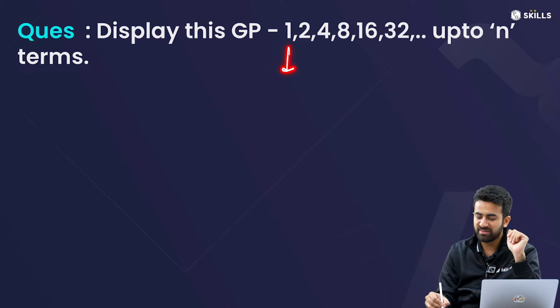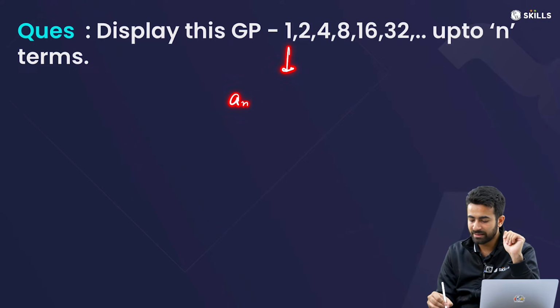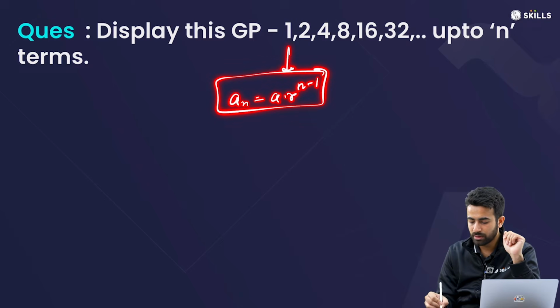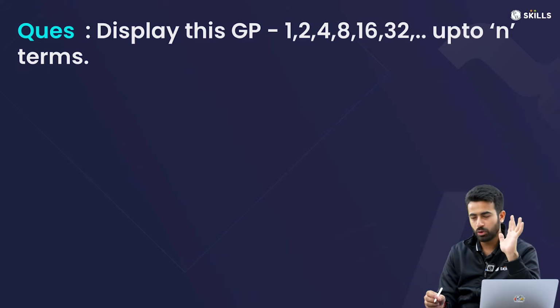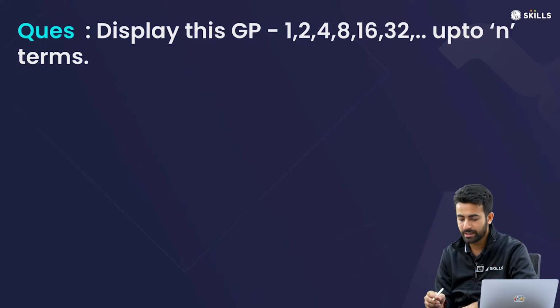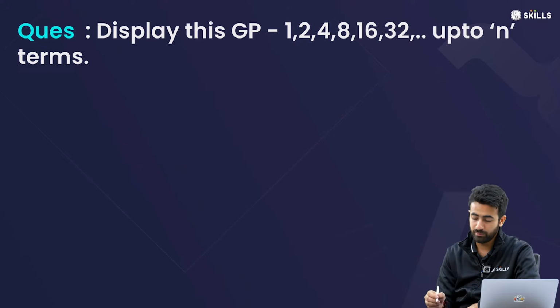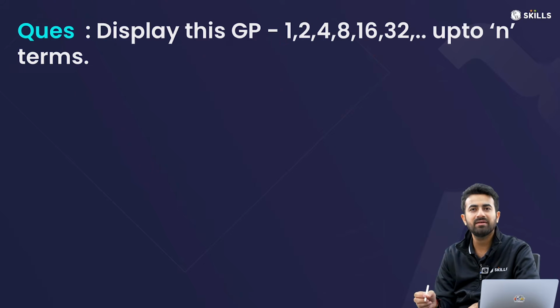Method number 1 says that the nth term is a into r to the power n minus 1. For this we need a power function, which we haven't even studied right now, but whatever. The point is, what we can say is, it is very simple.